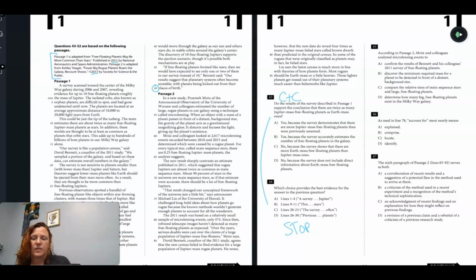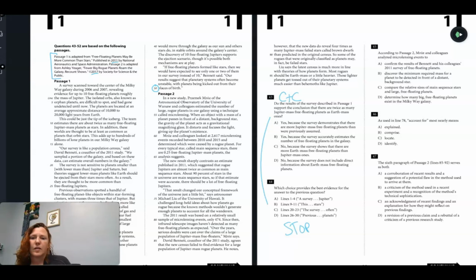This could be just the tip of the iceberg. The team estimates there are about twice as many free-floating Jupiter-mass planets as stars. In addition, these worlds are thought to be at least as common as planets that orbit stars. This adds up to hundreds of billions of lone planets in our Milky Way galaxy alone.